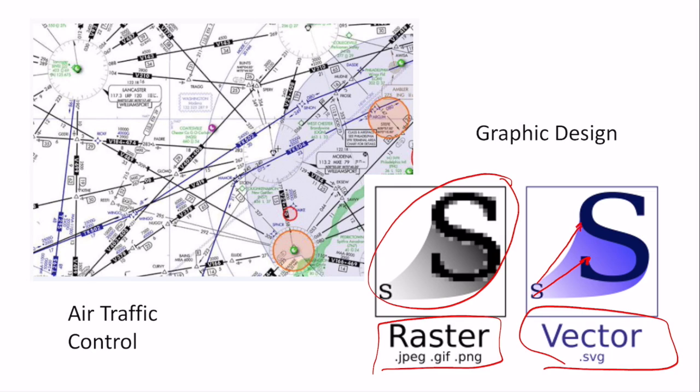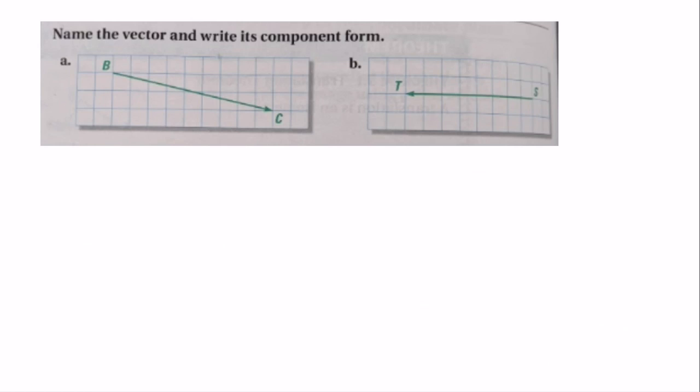So there's all sorts of areas where we use vectors. Those are just 2 of them, but they're everywhere. Now, how are we going to apply these on your problems, right? What are the basic ways we're going to apply vectors? First, let's name them and write it in the component form.